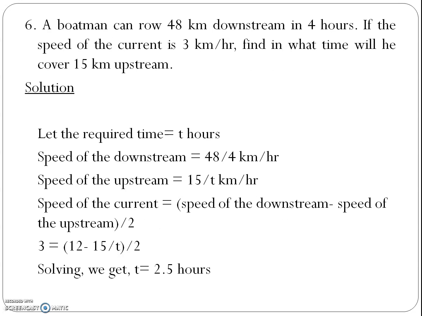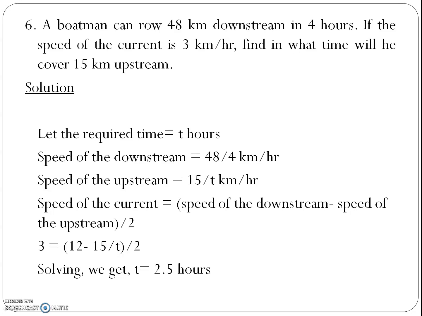Next problem. A boatman can row 48 kilometers downstream in 4 hours. If the speed of the current is 3 kilometers per hour, find in what time he will cover 15 kilometers upstream. We assume that the required time is t hours. The speed of the downstream will be equal to 48 by 4 kilometers per hour from the given data, because the distance is 48 downstream and the time is 4 hours. Therefore, the speed of the downstream will be equal to 48 by 4 kilometers per hour.